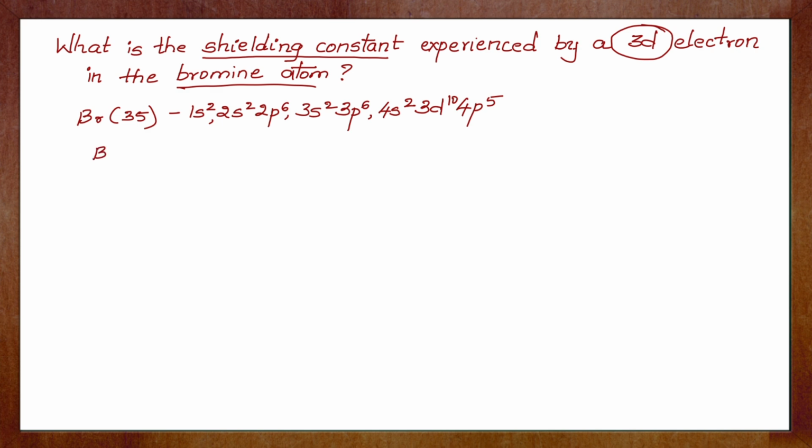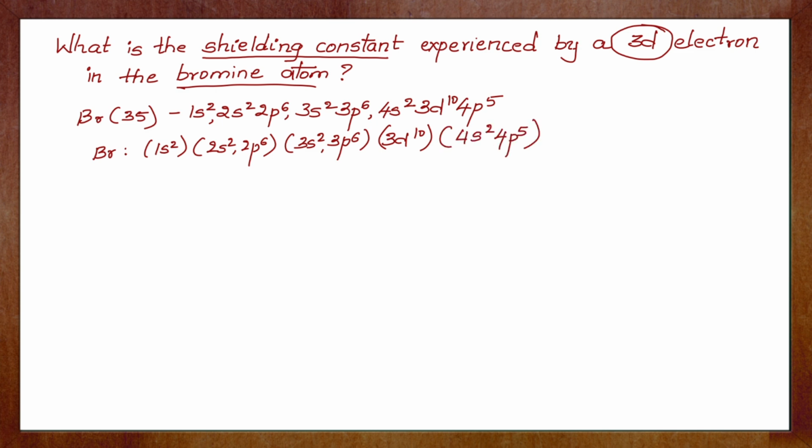Now let us group the electrons according to step 1 that we have studied. So the first group is 1s2, 2s2, 2p6, 3s2, 3p6. Next we have 3d10. The next shell we have 4s2, 4p5. So grouping is done. Here we are supposed to consider one of the 3d electrons, so from the 3d, one we have to consider.